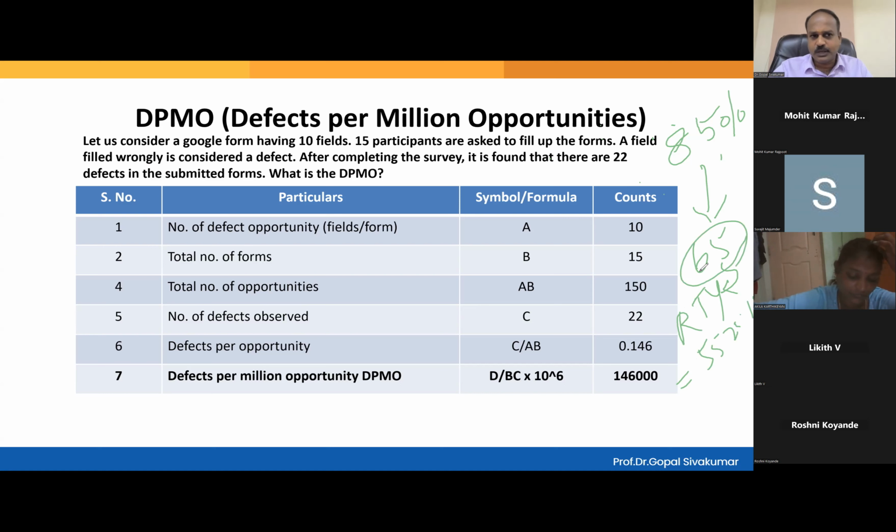Lowest is the bottleneck. So that should be given the priority or importance to improve first. All right.